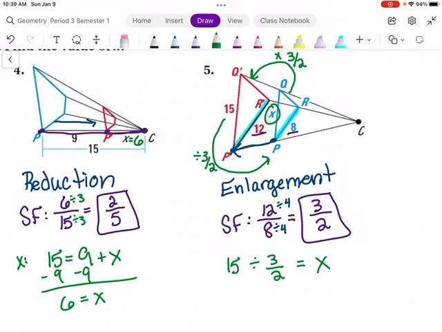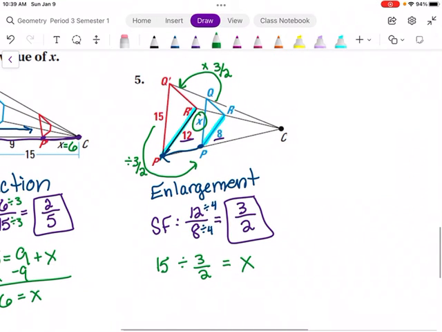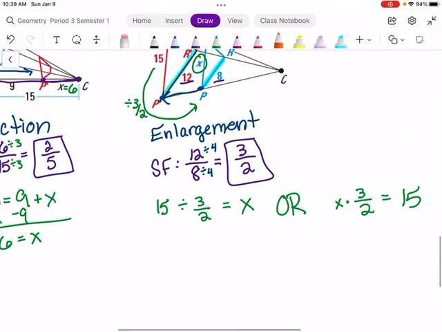and that is going to be equal to x. Another way you could set up this problem is by taking x times 3/2, and that would be equal to 15. So you could set up either of these. You'll get the same answer. Remember, when you're dividing by a fraction, you keep the first number, you change the sign to multiplication, and then you flip the second fraction. So this would become 2/3.